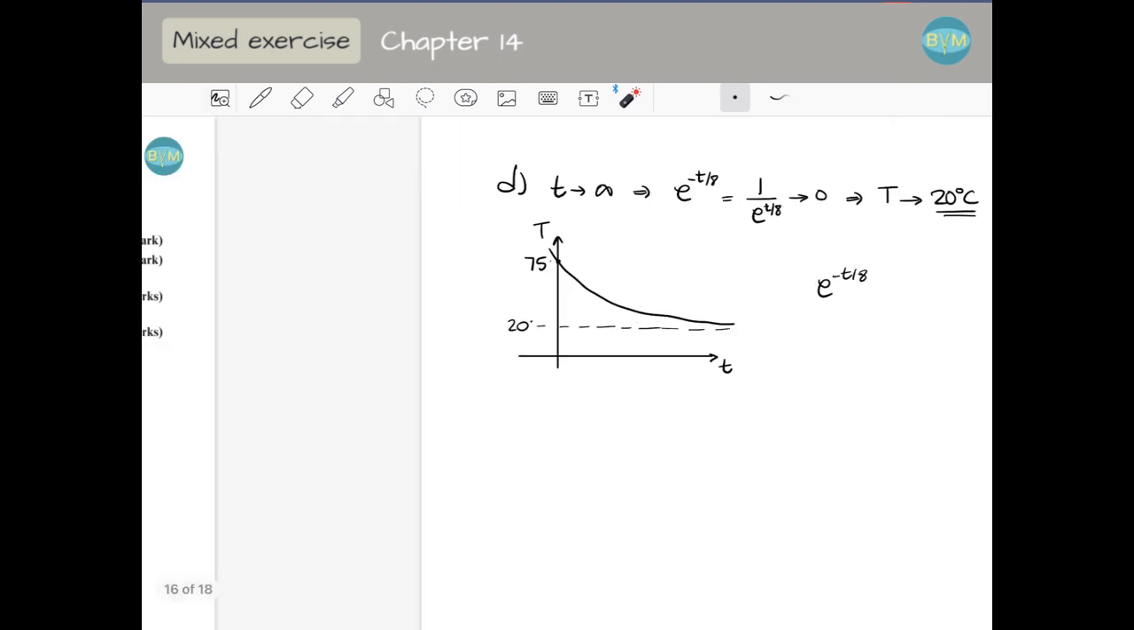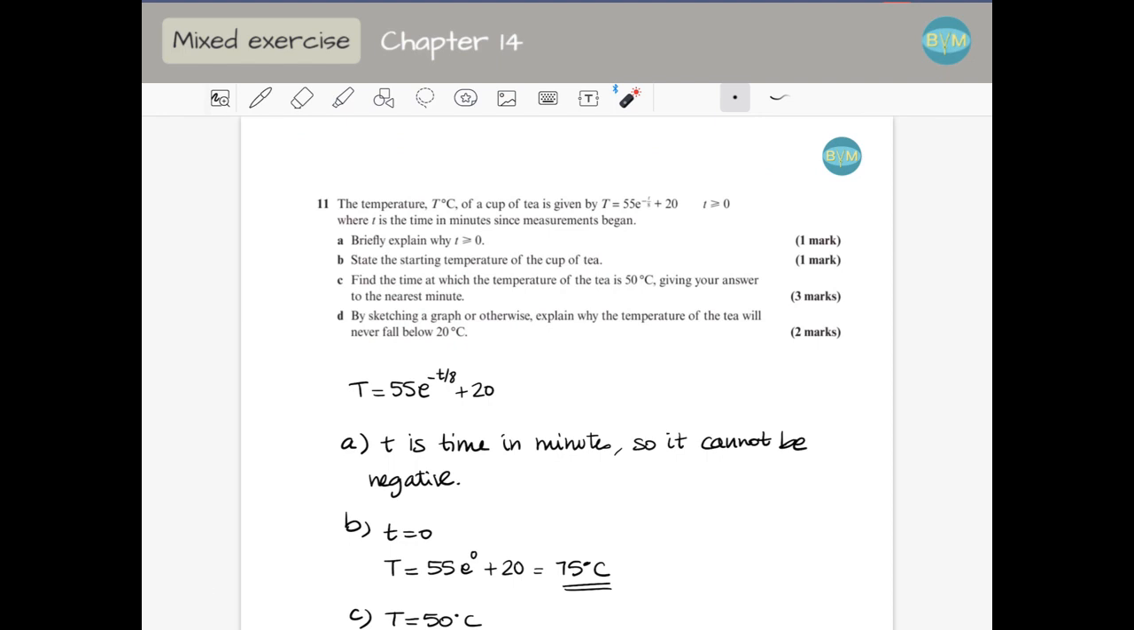It's up to you how you do it. They say sketching the graph or otherwise. So that's all with this question.